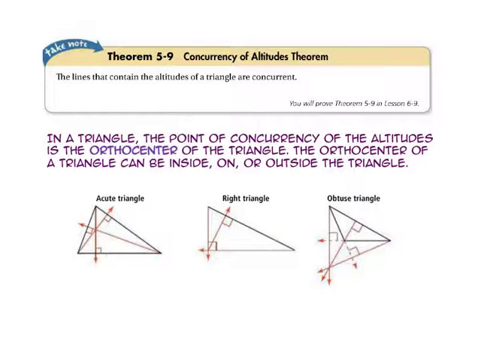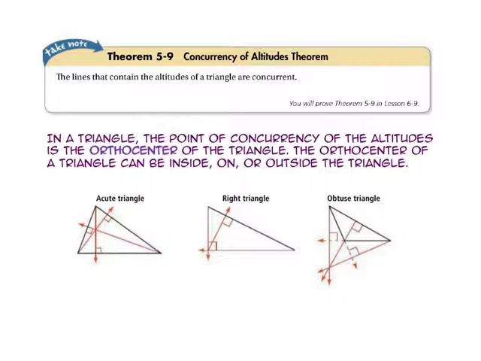The concurrency of altitudes theorem states that the lines that contain the altitudes of a triangle are concurrent. In a triangle, the point of concurrency of the altitudes is called the orthocenter of a triangle. The orthocenter of a triangle can be inside the triangle like it is on the acute triangle.